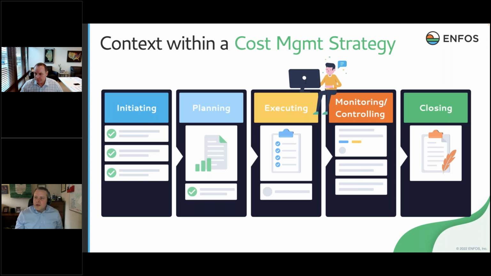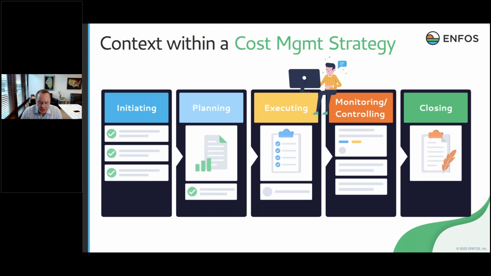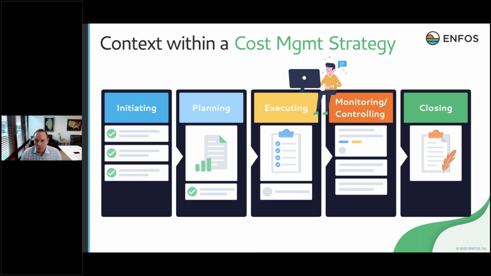Excellent. Thanks, Mike. Okay. So this is a little bit of background information before I get into the individual principles, because we don't want to talk about cost control without talking about it from more of a strategic viewpoint.